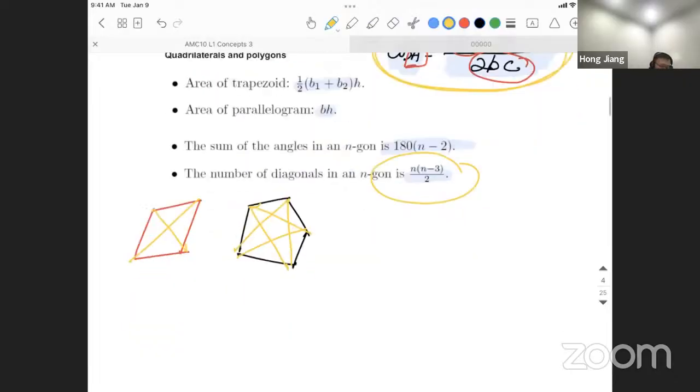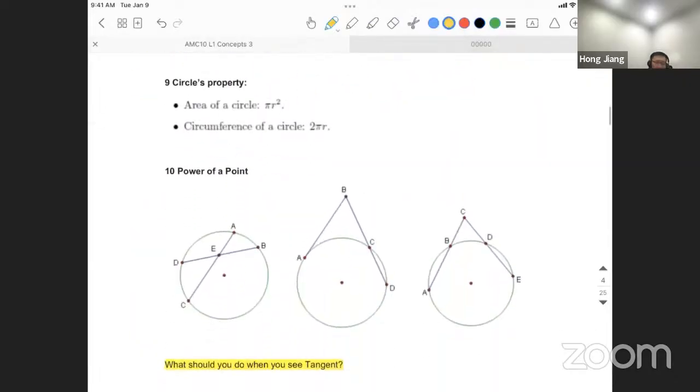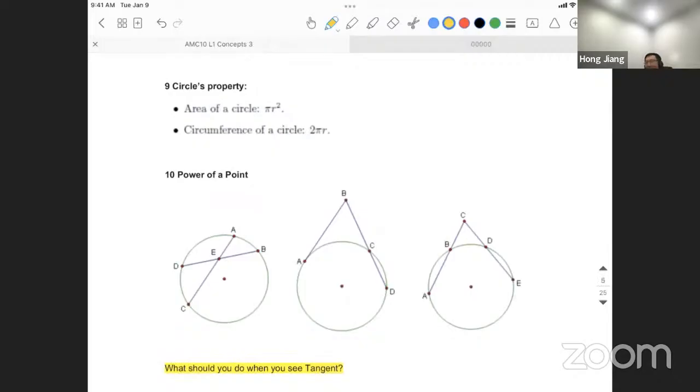Okay. Moving forward, let's go to the circle part, right? We pretty much finished all the triangles, quadrilaterals, blah, blah, blah. Let's go for the circles. What are the important concepts for the circles? First, the area of a circle, pi r squared, and the circumference of a circle, 2 pi r. These are so easy, right? You know that from your elementary school.